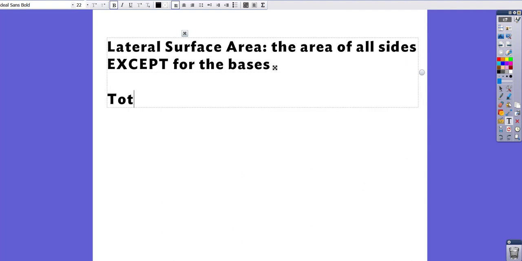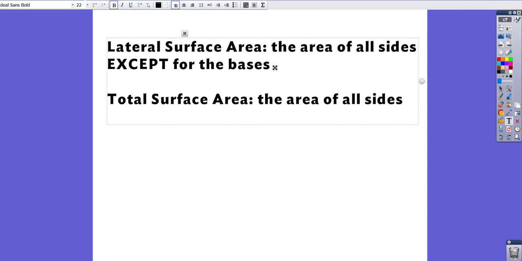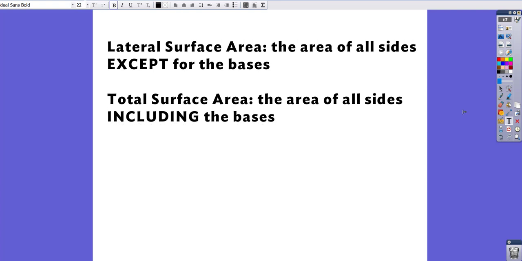The total surface area would be the area of everything, including my bases. And I can capitalize that as well. Okay, so go ahead and pause right now so that you can get these two definitions down, and then we will be moving on to some examples.